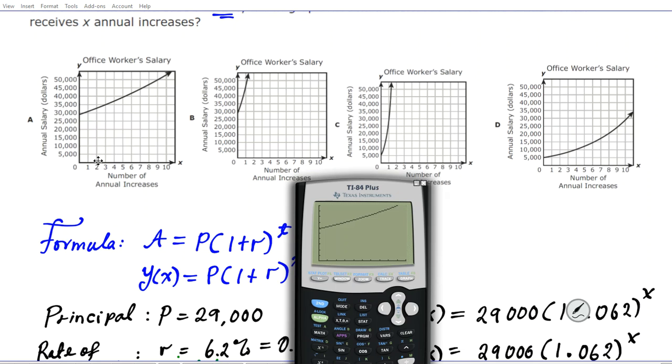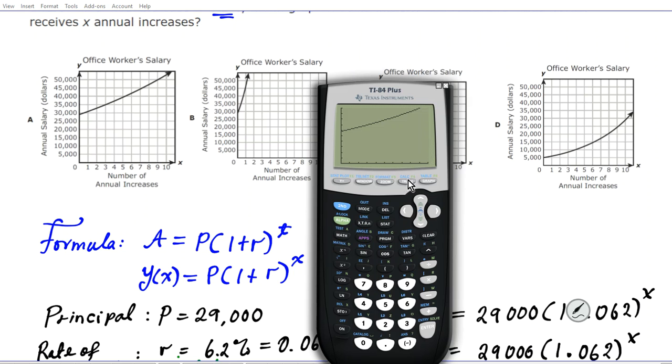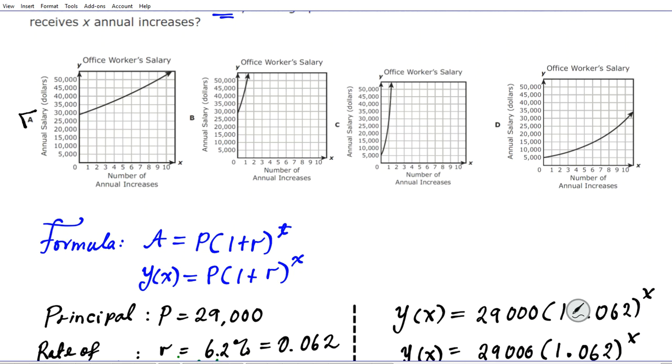And you can easily see that the correct answer is option A. It starts from 30,000, and you see the growth rate. These are the only two that start from 30,000, but you can see how this one increases rapidly, and this one is much more gradual. If you look at 9 right here, the output is 50,000. So let's test it out. Hit trace and then enter 9, and it's about 50,000, 49,833. So we can clearly see that the answer is option A.